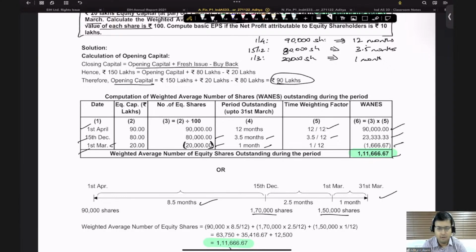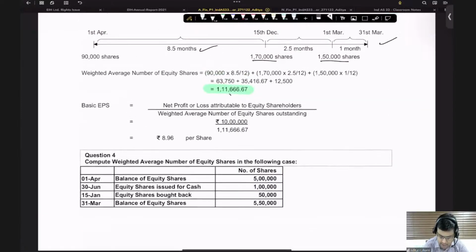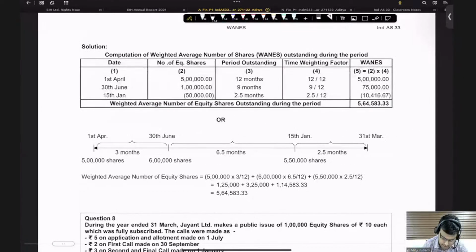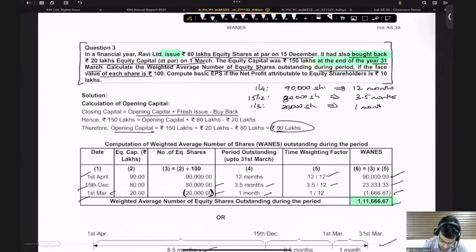But many of you preferred the first method. Nothing wrong in that. Absolutely nothing is wrong in that. So later, EPS they asked you, so 10 lakhs divided by 1,11,666, so that comes to 8.96 per share. Fairly simple, nothing difficult. All right.